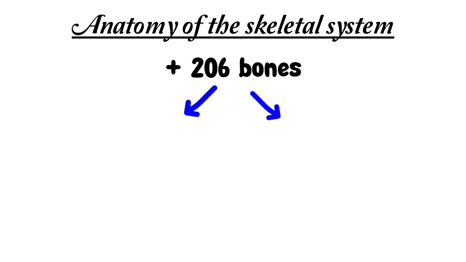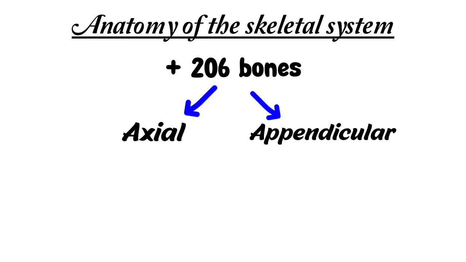The adult human skeleton is made up of about 206 bones. These bones vary in size and shape, but they all serve different important functions. So we can say the skeleton is divided into two main parts, the axial skeleton and the appendicular skeleton. Now let's look at each one of them.